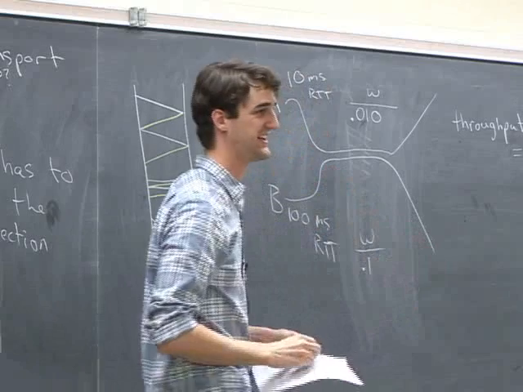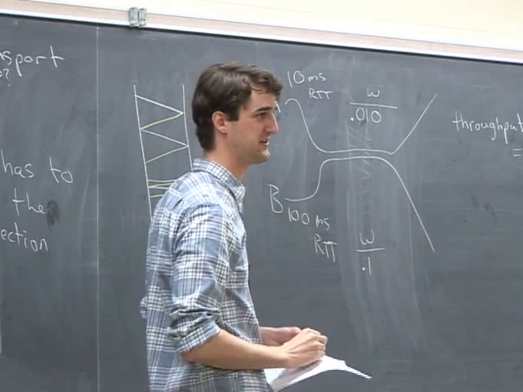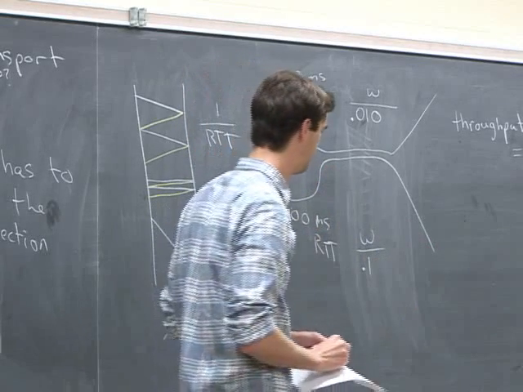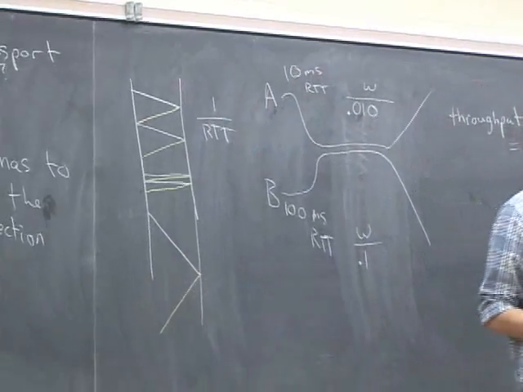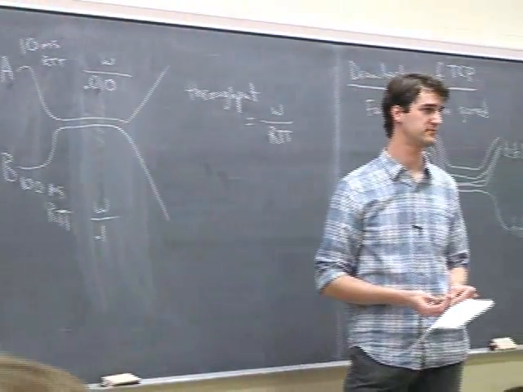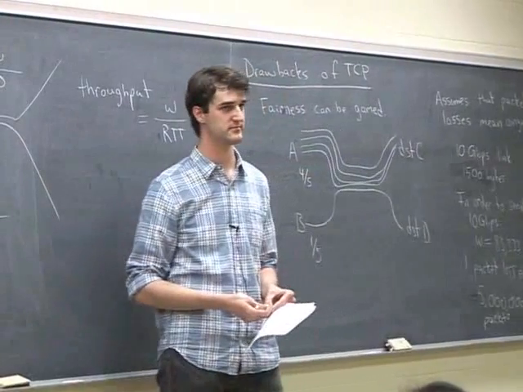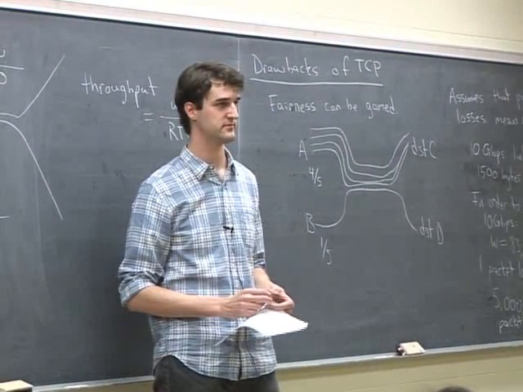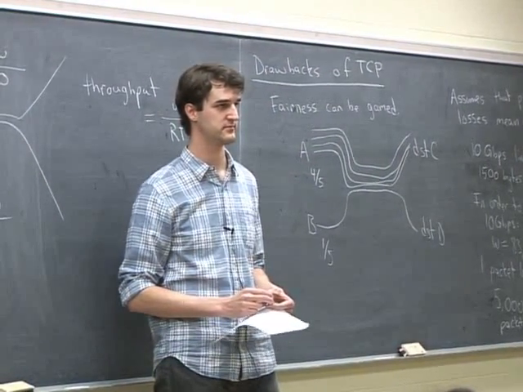All right, Clarence? This is how I rationalize it. If I think of my link as a highway and my packets as cars, if I have a car going 10 times the speed of the other car, it's obviously going to get to various places faster. But that does not mean it's taking more than half the road.